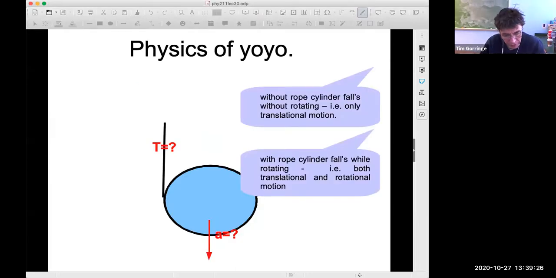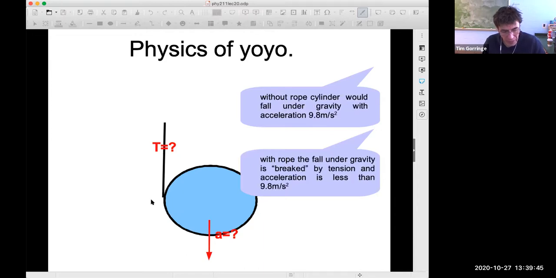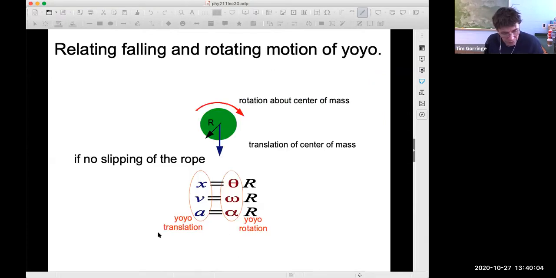Okay, so first point, as you saw in the movie: without the rope, the yo-yo just undergoes translational motion. With the rope or the string, the yo-yo undergoes both translational and rotational motion. Without the rope, it falls at 9.8 meters per second squared under gravity. With the rope, the string brakes the yo-yo, slows its fall, and that acceleration is less than 9.8 meters per second squared. It was quite a lot less than 9.8 meters per second squared in the video.